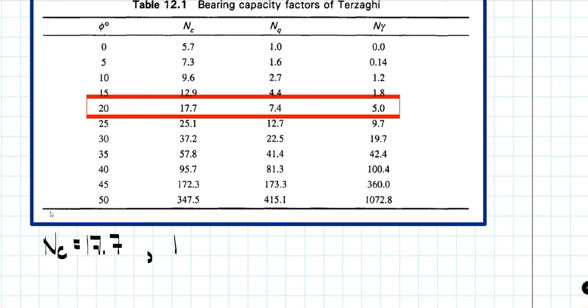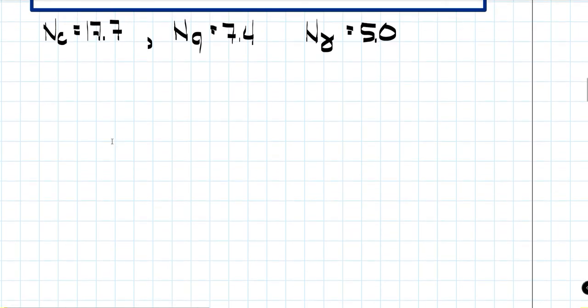Tapos, ang NQ natin is 7.4. And the N gamma is equal to 5.0. So, ito na ngayon isa-substitute natin on our ultimate bearing capacity equation. So, now we have the bearing capacity factor. We can now solve the ultimate bearing capacity of our soil.